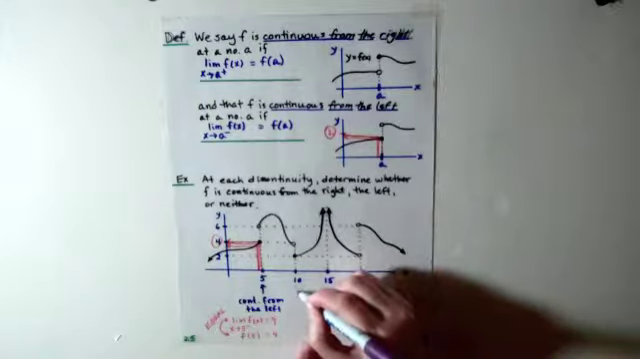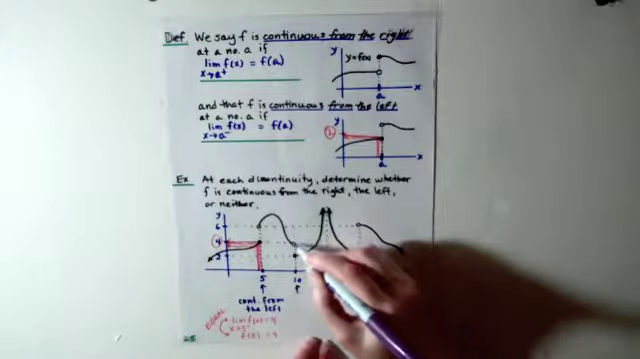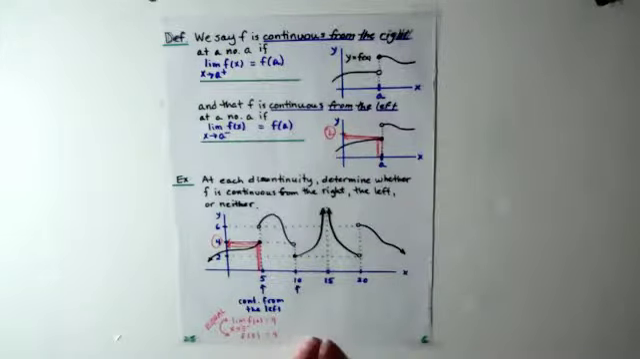Okay, let's look at x equal 10. I can see I have a jump discontinuity at x equal 10, so my function is discontinuous at 10.